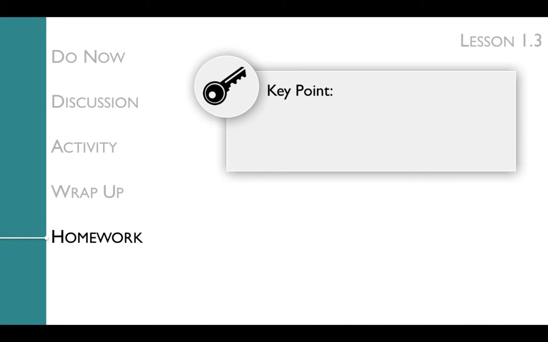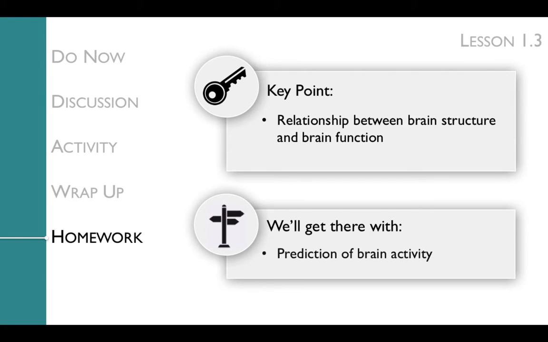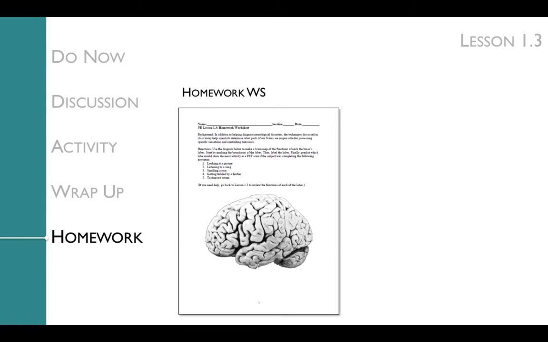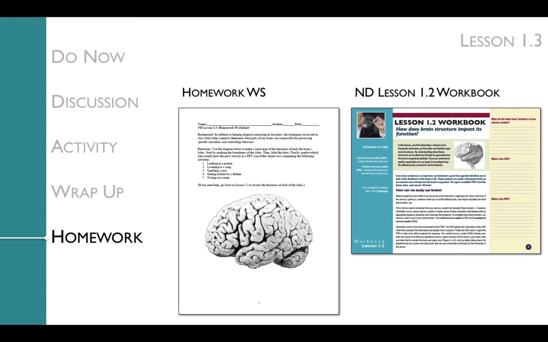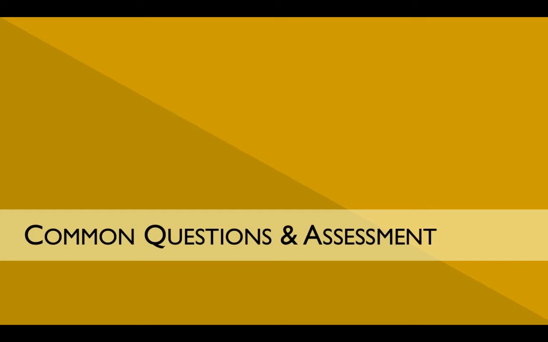The key point of the homework is to review the relationship between brain structure and function. And we'll get to this by having students predict areas of brain activity. The homework is set up as a worksheet that prepares students for tomorrow's lesson, in which they'll be thinking about how the different structures of our brains work together to control behaviors. The worksheet has them outline the lobes of the brain and predict which lobe would be active as we do different activities. If students need help, they can go back to lesson 1.2 to review the functions of each of the lobes.